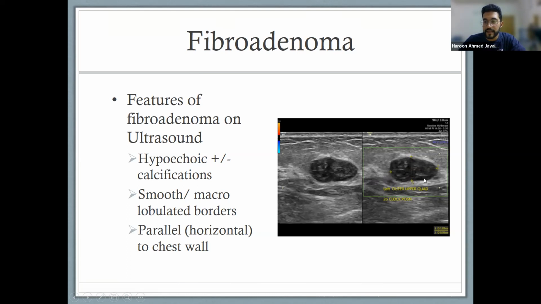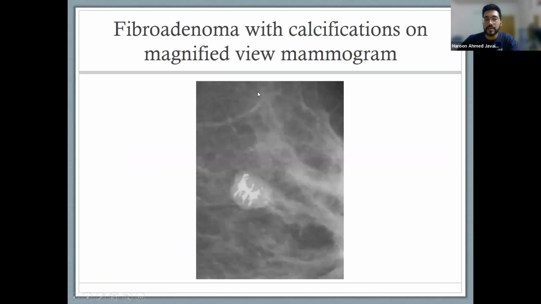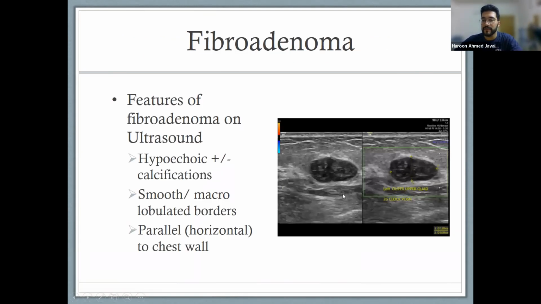There may be some calcifications, so bright spots over here. You may be able to see them, but since this appears to have a very smooth border and all of that, this is most probably a fibroadenoma. So now what they're trying to tell you is that on a mammogram, you may see calcifications like this, which are very clear. But once you're screening with the mammogram, and after that you go with the ultrasound and go into more detail, it may turn out to be a fibroadenoma.